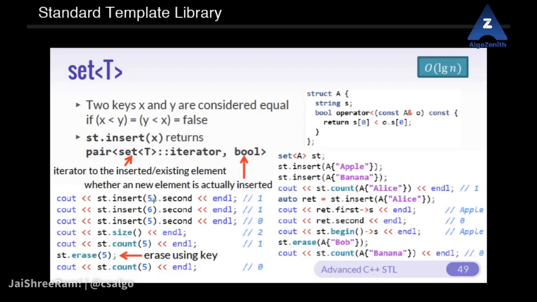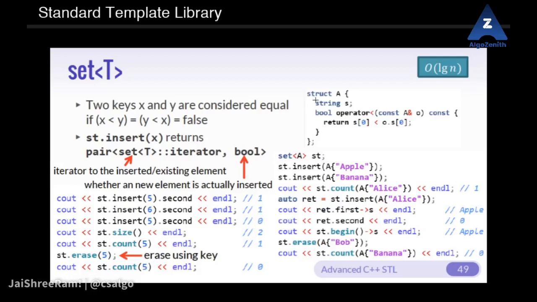So if you insert 5, boolean is 1. If you insert 6, boolean is 1 because it's actually inserted. But if you again try to insert 5, it's not actually inserted, so it's 0, right? So st.size returns the size of the container. So there are 2 elements right now. Count of 5 returns how many elements are there which are 5. So it's 1. In sets it will be 0 or 1, but in multisets it becomes the frequency of that particular element. st.erase 5 removes that particular element from the set, and again if you count it becomes 0, right?